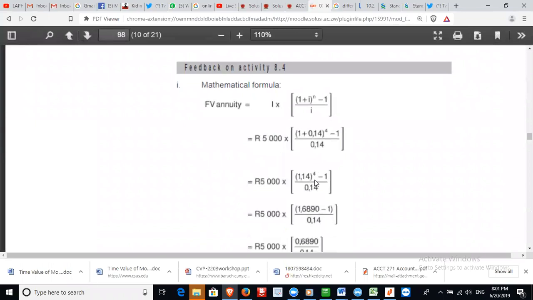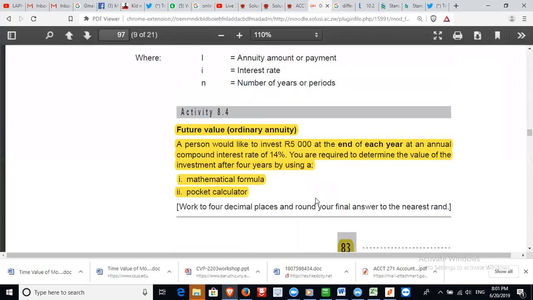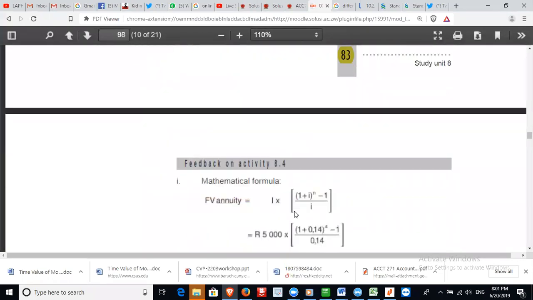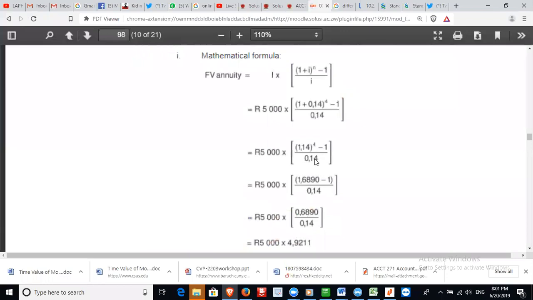You first calculate 1.14 to the power 4 and minus 1, which is 1.6890 minus 1 over 0.14. This 0.14 is our interest element, which is 14%. 14% is as good as saying 0.14.